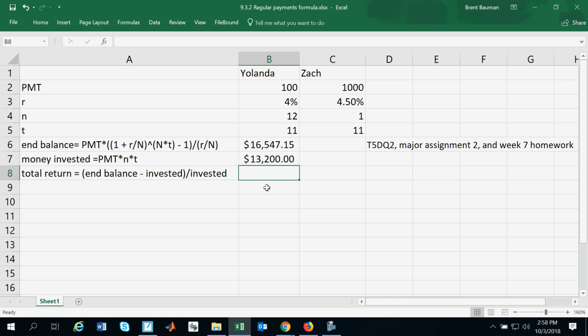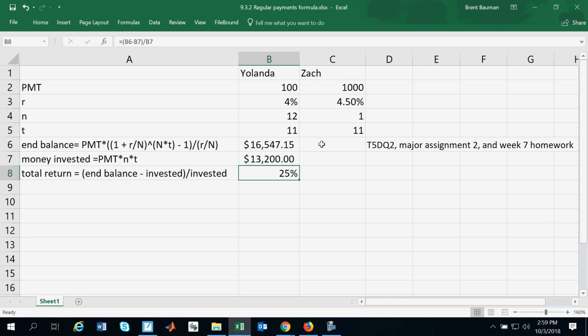Okay. And the total return is the end balance minus the investment, close parentheses, divided by the investment. So you might notice this formula is something else we've also used in the course. And that should be a percent as you work through. So as you're working with Excel, you can make sure that you have your percent shown.